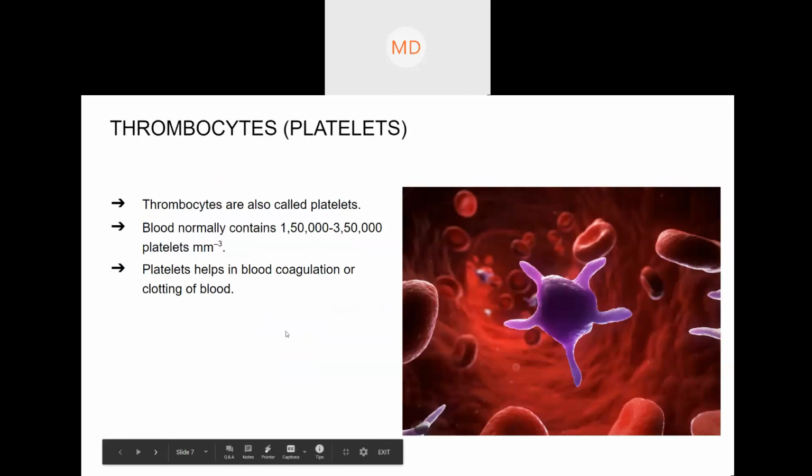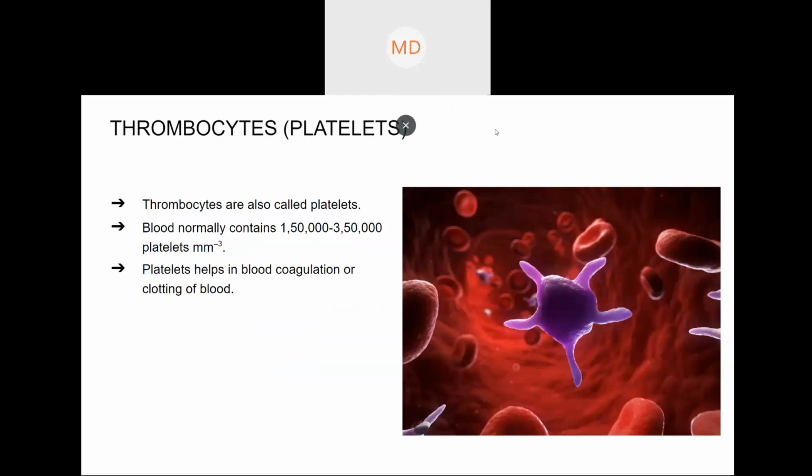The next type is the platelets. The platelets are also called thrombocytes, as all of you know, thrombocytes or platelets. These platelets also help in blood coagulation and blood clotting. For plasma, you have found fibrinogen, right? Fibrinogen helps in blood clotting, and these platelets also help in blood clotting. If you lack platelets, the blood clotting will not be there. So you need to have platelets as well as the fibrinogen protein. You need both for blood clotting.